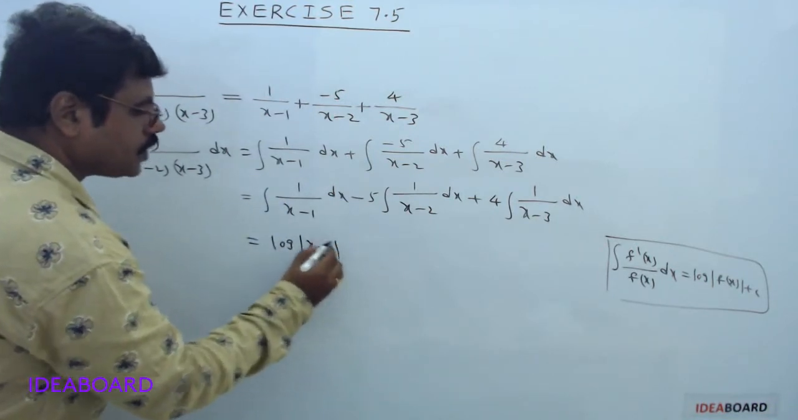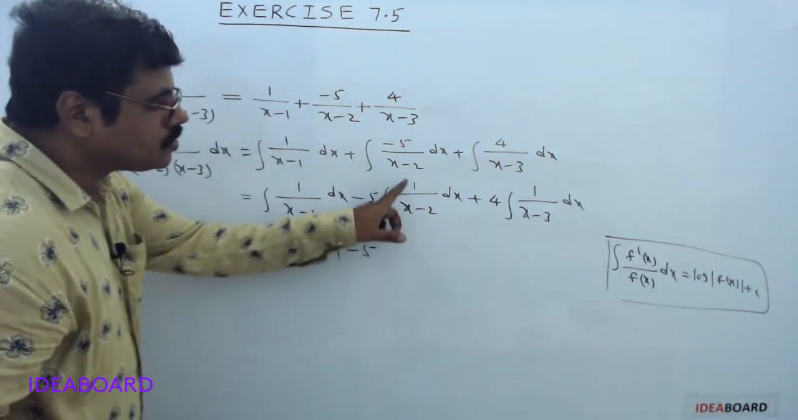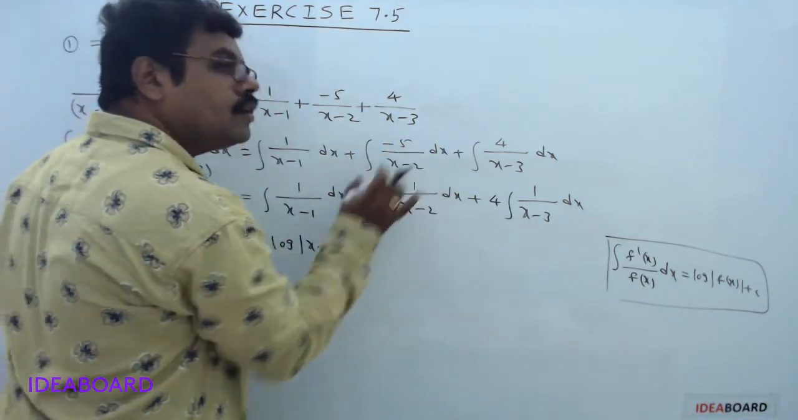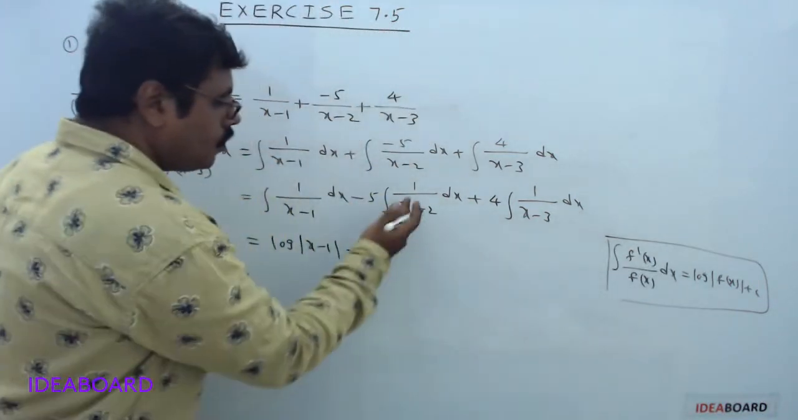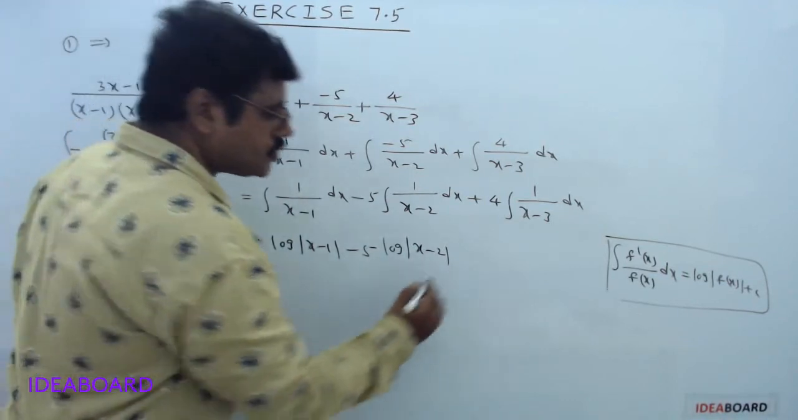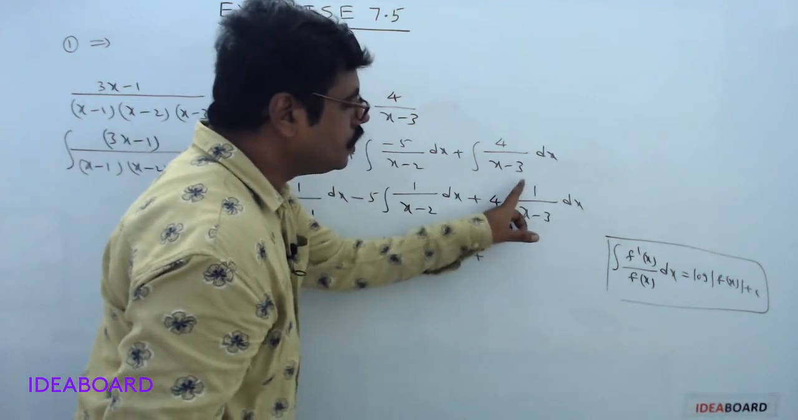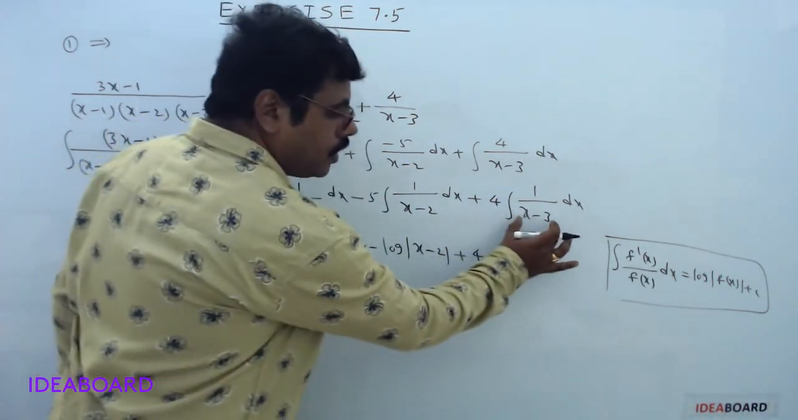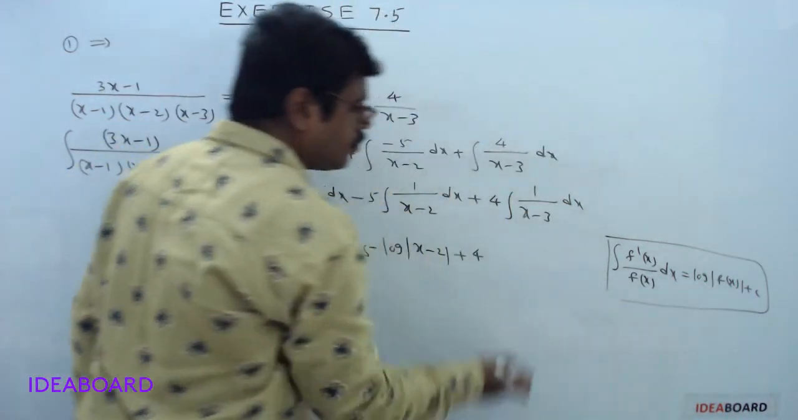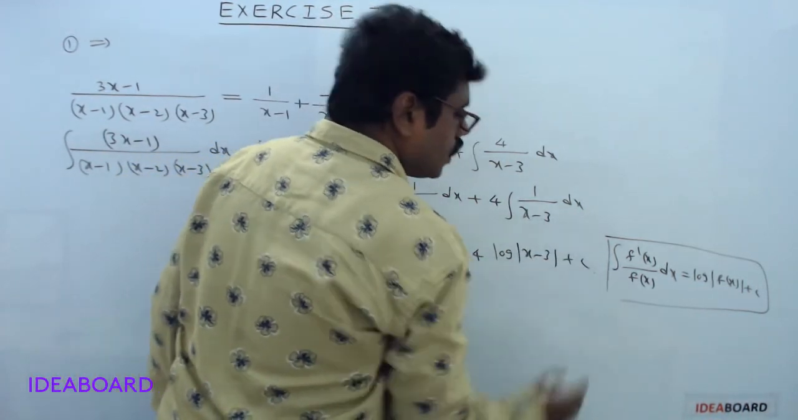According to this formula, what is its answer? Log mod x minus 1 minus 5 into, again, derivative of x minus 2 is 1. So the derivative of the denominator is in its numerator. Again use this formula. What is its answer? Log mod x minus 2 plus 4 into, derivative of x minus 3 is 1. So again the derivative of the denominator is in its numerator. Again by using this formula, what is its answer? Log mod x minus 3 plus a constant c.